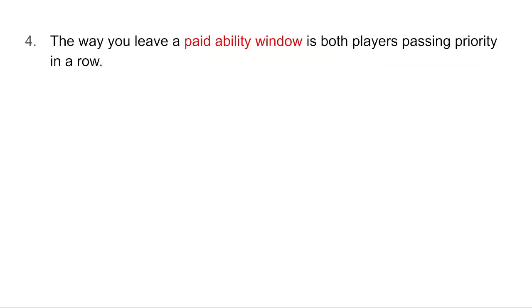Now, the way you leave a paid ability window, you might still be there to this day, unless you have a way to leave it. And the way you leave a paid ability window is by you both passing priority in a row.